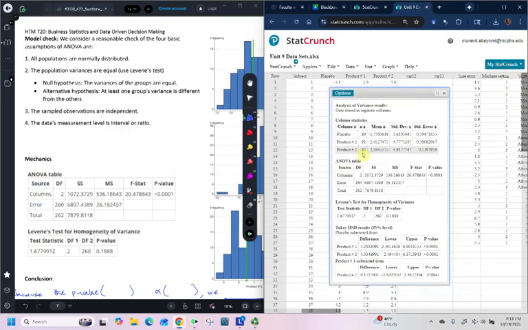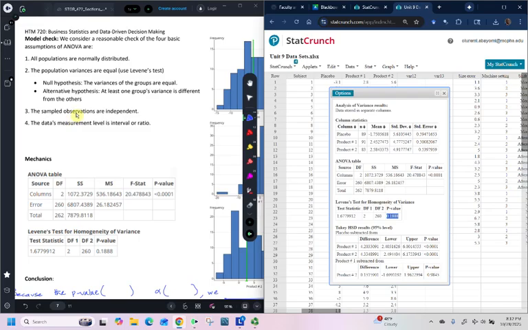And what I need in particular here to check for the assumption that the population variances are equal is the Levene's test, which has a p-value of 0.1888. This is greater than 0.05. When the p-value is greater than 0.05, we fail to reject the null hypothesis, which means we conclude that the variances of the groups are equal. So that meets that requirement.